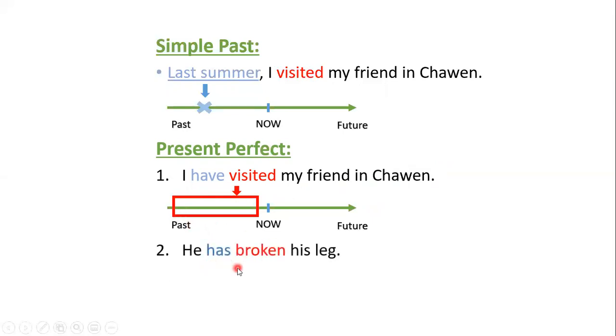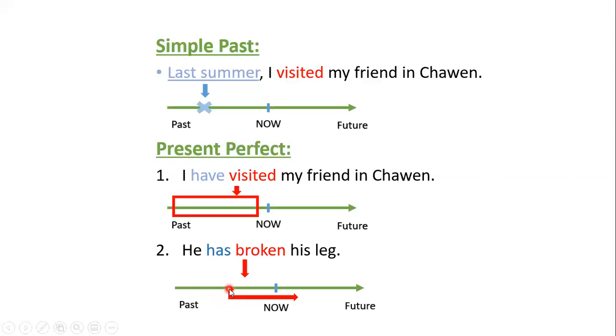Look at the second sentence. He has broken his leg. He has broken his leg. As I said, it is not the past simple again, it is the present perfect. Do we know the specific time in the past? We don't. We don't have a time indicator in the past. Look at the timeline again. It is in the past.